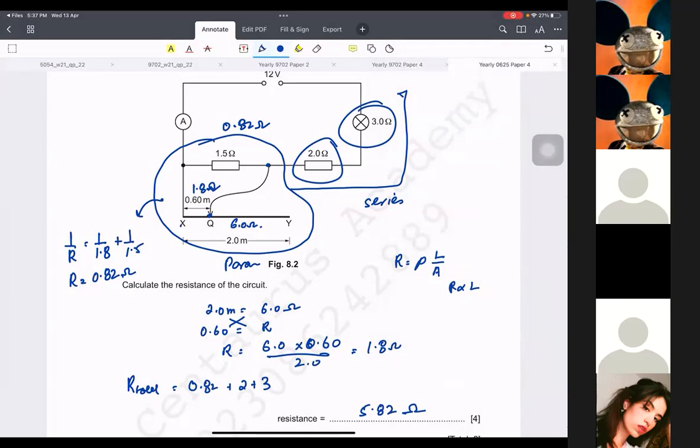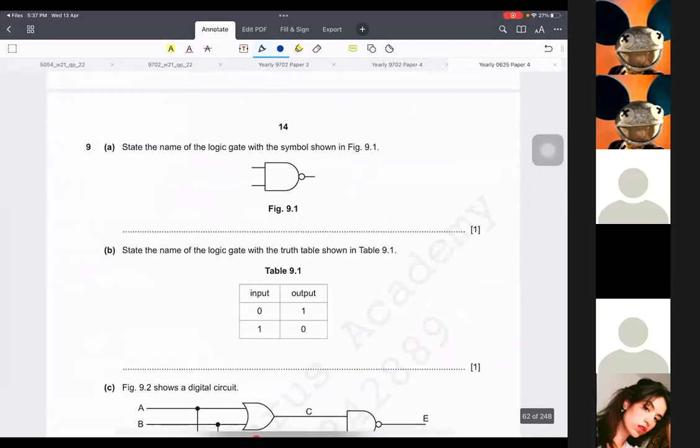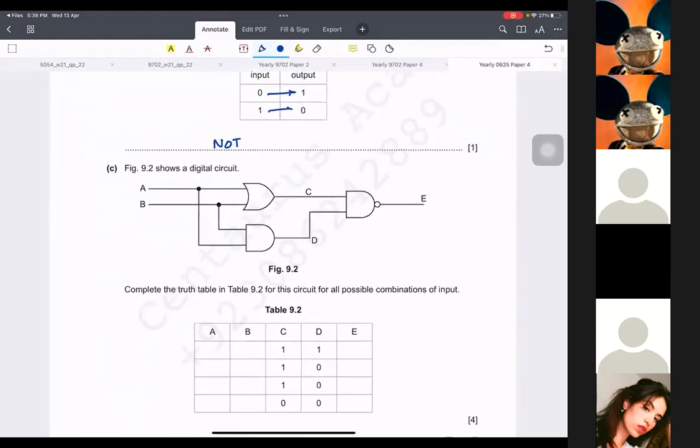Okay, now going to the next one. This is a gate called NAND, by the way, because this is an AND and there is a NOT in front of it, so it is called NAND. When the input is 0 it switches to 1, and 1 switches to 0, this is NOT. Then there is a circuit like this. It says there's a truth table, and we want to know if CD was 1, 1, what would be E?